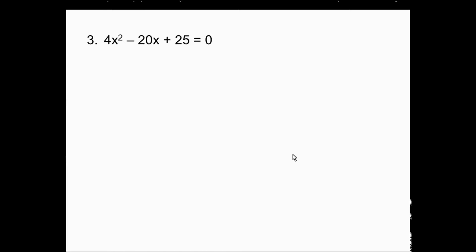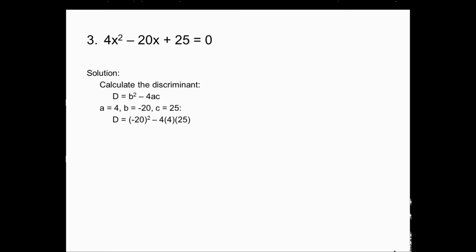For number 3, I've got 4x squared minus 20x plus 25 equals 0. Again, don't solve it. We're looking for the discriminant. Remember, that's b squared minus 4ac. It is in correct form. A is 4, b is negative 20, c is 25. Plug them into the formula and see what happens. So my discriminant is going to equal negative 20 squared minus 4 times 4 times 25. Negative 20 squared is 400. 4 times 4 is 16, and 16 times 25 is also 400. So I've got 400 minus 400, I get 0. My discriminant is 0. When the discriminant is 0, that means 1 real solution.